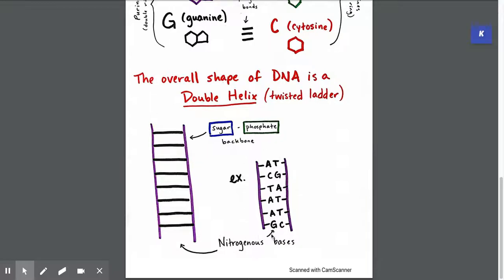So if I fill in a little bit in my example, again, the purple sides are the sugar phosphate backbone, and then the steps or rungs of the ladder are your bases. A always binding with T, C always binding with G. And again, these are the nitrogenous bases in the middle here, following the rules of base pairing. Again, A binding with T, C binding with G.